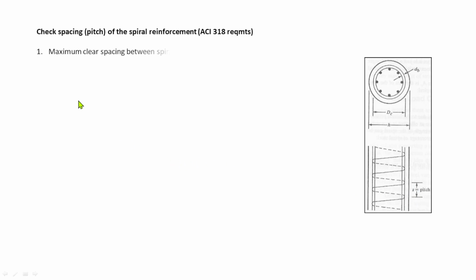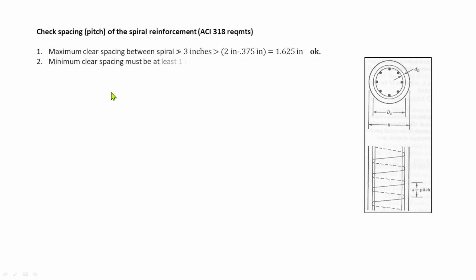The next one, the last one, is to check the spacing of the spiral reinforcement. This is the one here, the pitch. The clear spacing between the spirals must not be greater than 3 inches. But in our case, we have 2 inches spacing minus the diameter of the bar, because that is the clear spacing. So we have an actual of 1.625 inches. So we are okay for that criterion.